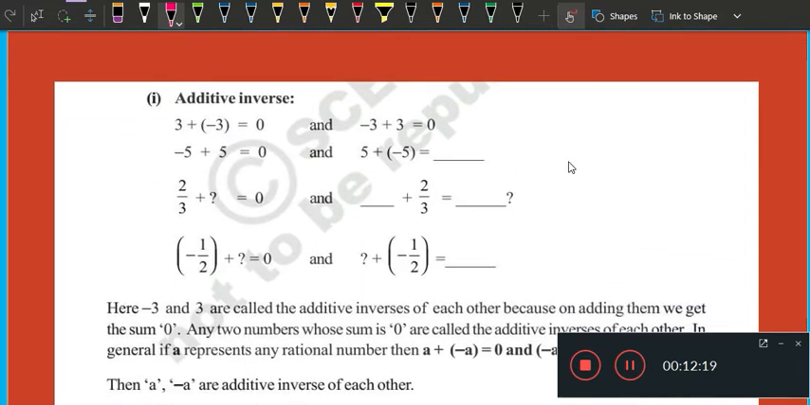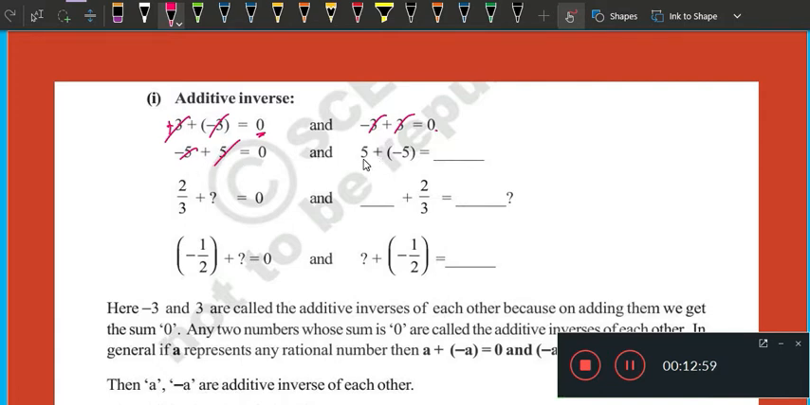Next, additive inverse. Plus 3 plus minus 3: plus 3 and minus 3 cancel, so we get 0. Minus 3 plus 3, we get 0. Here plus 3 is the additive inverse of minus 3, and minus 3 is the additive inverse of plus 3. Here plus 5 and minus 5 cancel, then we get 0. Here minus 5 is the additive inverse of plus 5, and plus 5 is the additive inverse of minus 5.